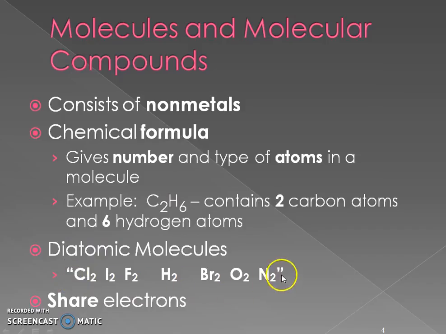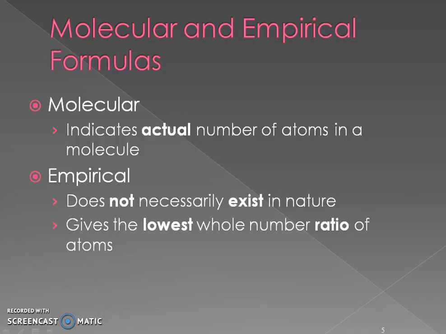These are known as diatomic molecules because these 7 elements do not exist alone. And they're called molecules because they are 2 nonmetals put together. And of course, they all share electrons.